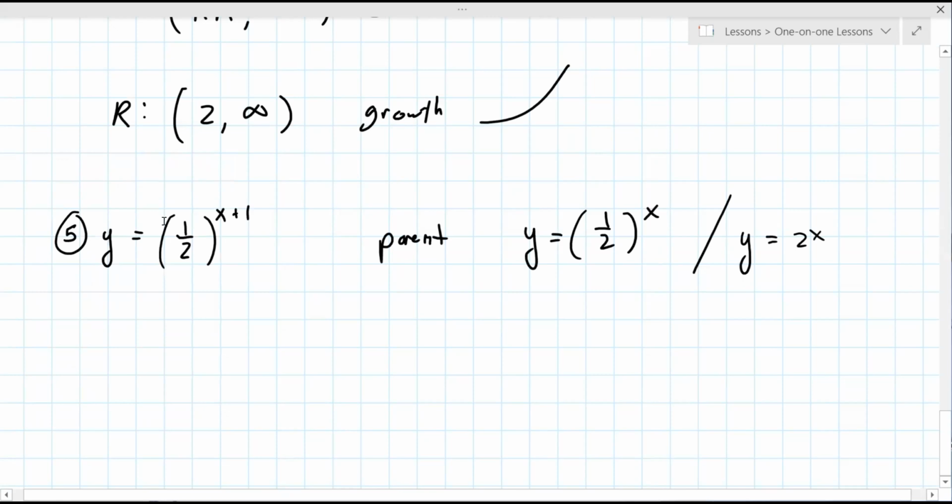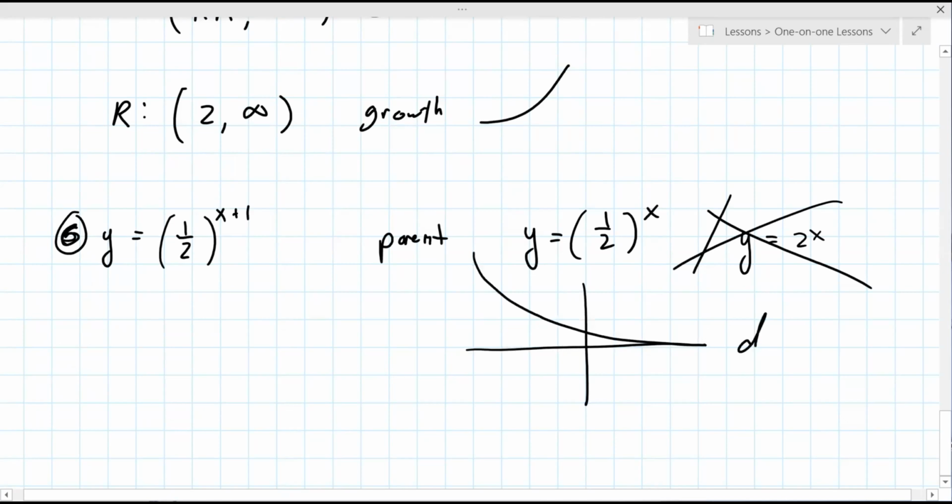Okay, so now we'll go to 5. The parent function, can you check on that for me? I'm sorry, this is 6. It's 1/2. Okay, good. The 1/2 graph looks like this. It decays. The only transformation in this problem is the x plus 1. Because this is inside the function, it moves it left or right, so it ends up being left 1 unit.